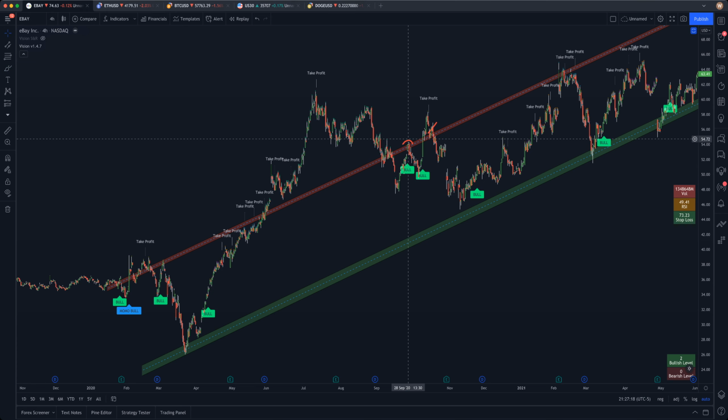So let me delete all these lines, and then we'll go find some random stuff to start drawing some trend lines on.